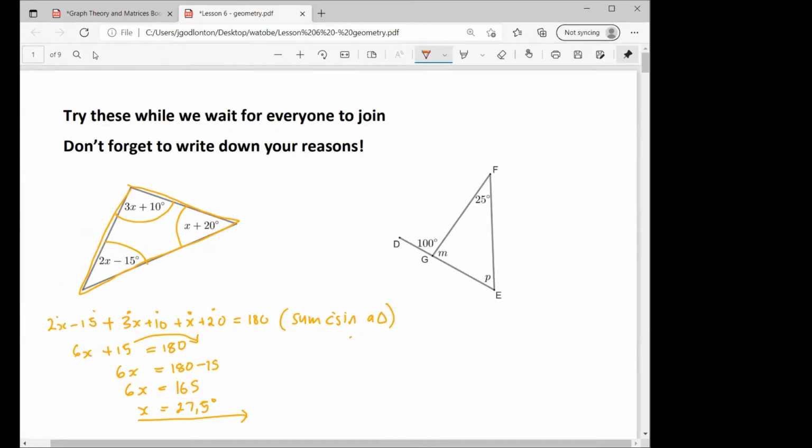I would have probably started, but remember, like I've been saying, geometry is all about what you see. So I would have seen this exterior angle of the triangle. So that 100 has to equal P plus 25. So I would say P plus 25 is equal to 100 because of exterior angle of triangle, which means P is going to be 75 degrees. Now I know this is 75.